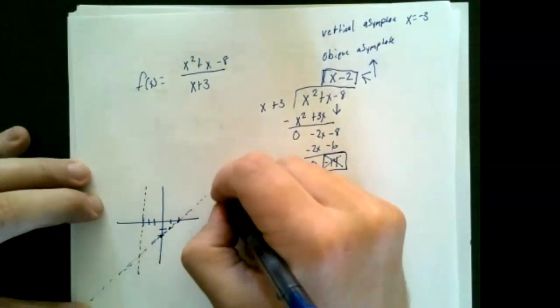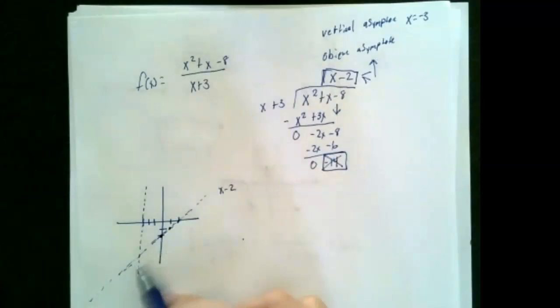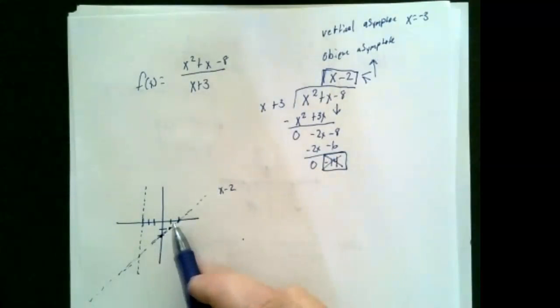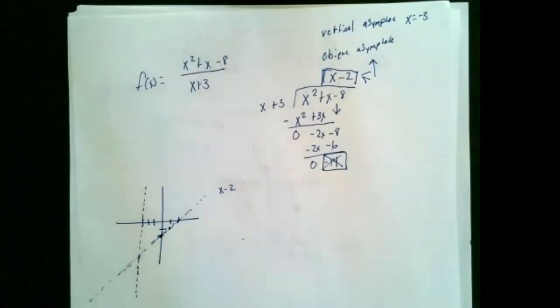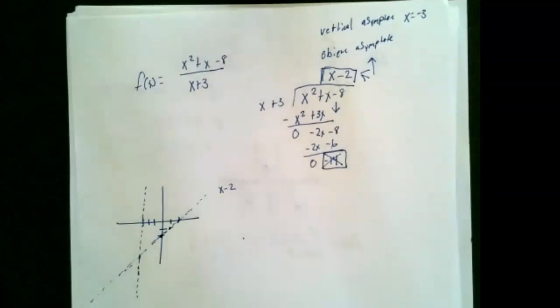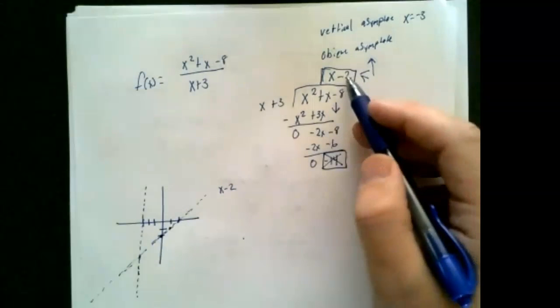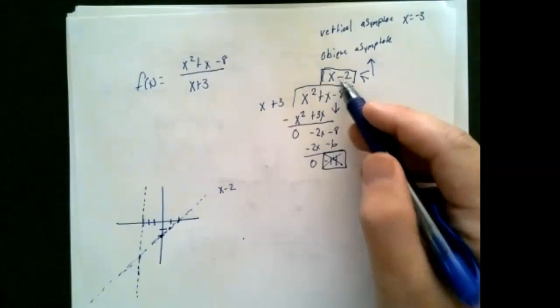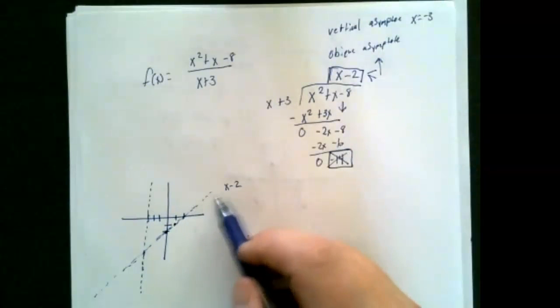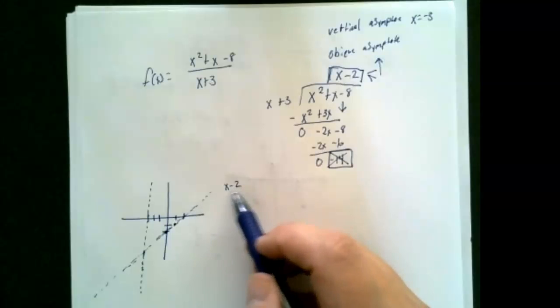This is the line x minus 2. This is my oblique asymptote. Okay, it's oblique because it's not a true horizontal. It's one where it has a slope. Okay, and this is the equation of my oblique asymptote. So this is the line x minus 2 here.